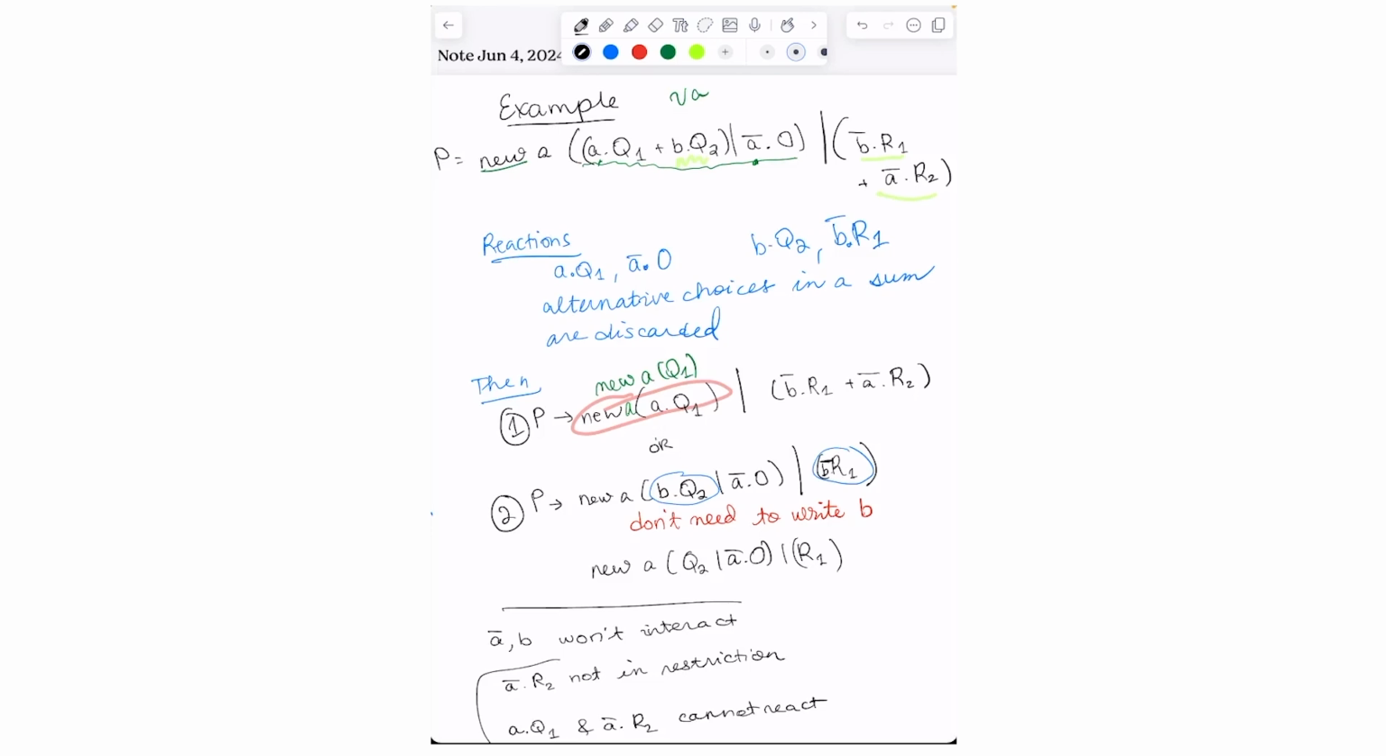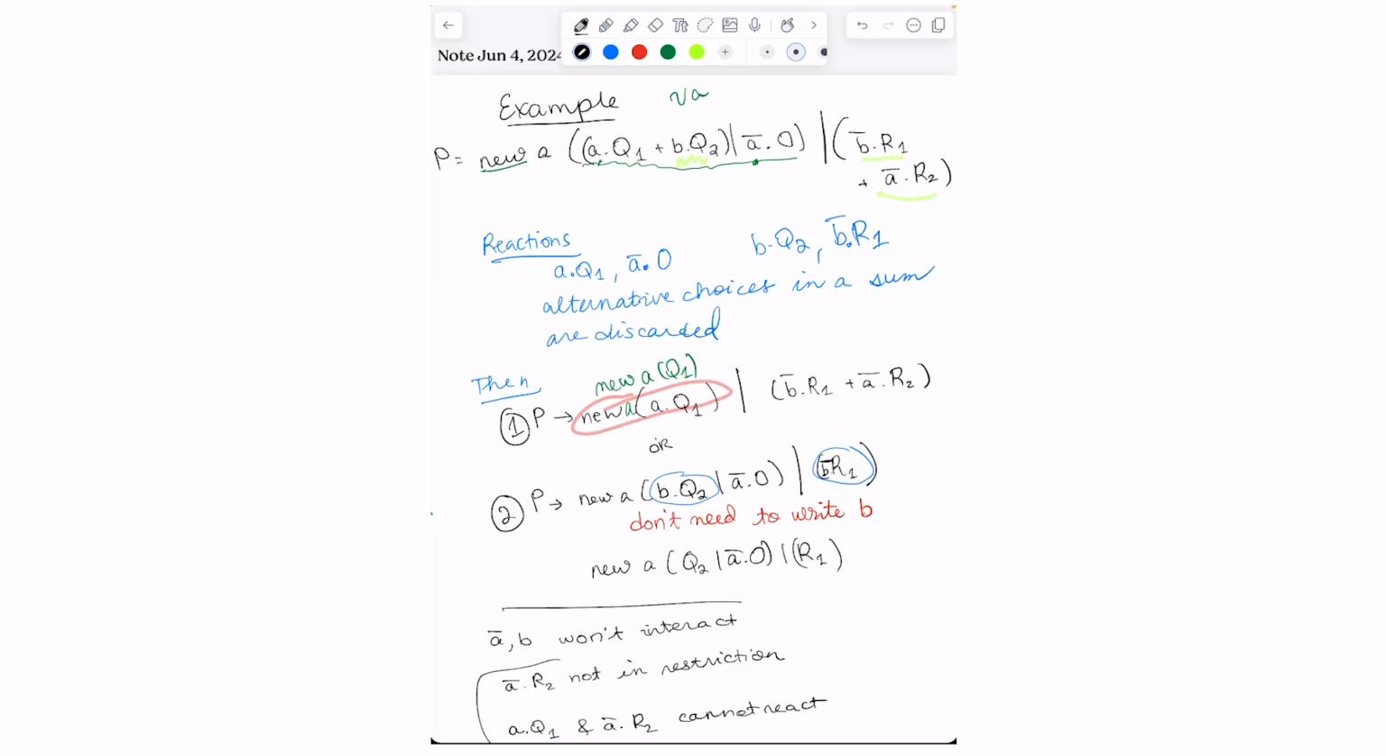So no reaction occurred with A bar, but since I did use this alternative choice, I did have to discard the first one. Well, BQ2 can't react with A bar, right? So that leaves me with only AQ1 and A bar 0, which is 1. And then I say the thing inside there does not happen, giving me a different bar. And so now those two can only react with each other if BQ2 reacts with B bar R1. So when you simplify it, these are the two possible reactions, essentially.